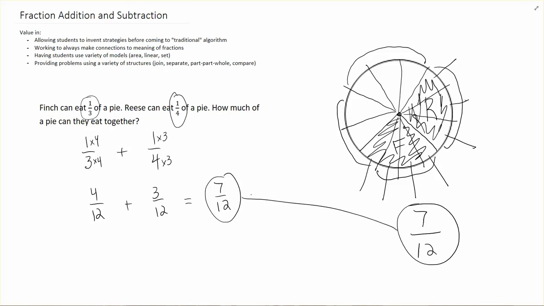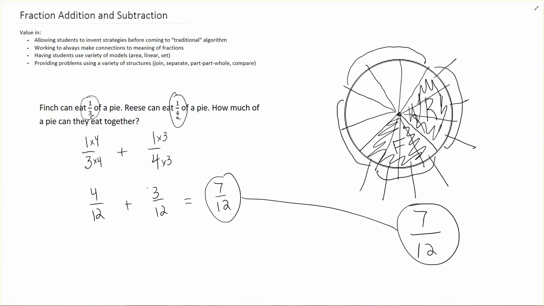We see it's the same result we got with the traditional algorithm. The key is for students to realize that they need to get these pieces cut into the same size before they can get those together. And guess what? That's exactly what the traditional algorithm does. It says, let's get common denominators, and then it's simply a matter of adding up the number of pieces we have. So getting students to think things through and realize the importance of common denominators is a great bridge towards the traditional algorithm, which they can then use for fraction addition and subtraction. It's pretty much the same algorithm, we just add or subtract the numerators.